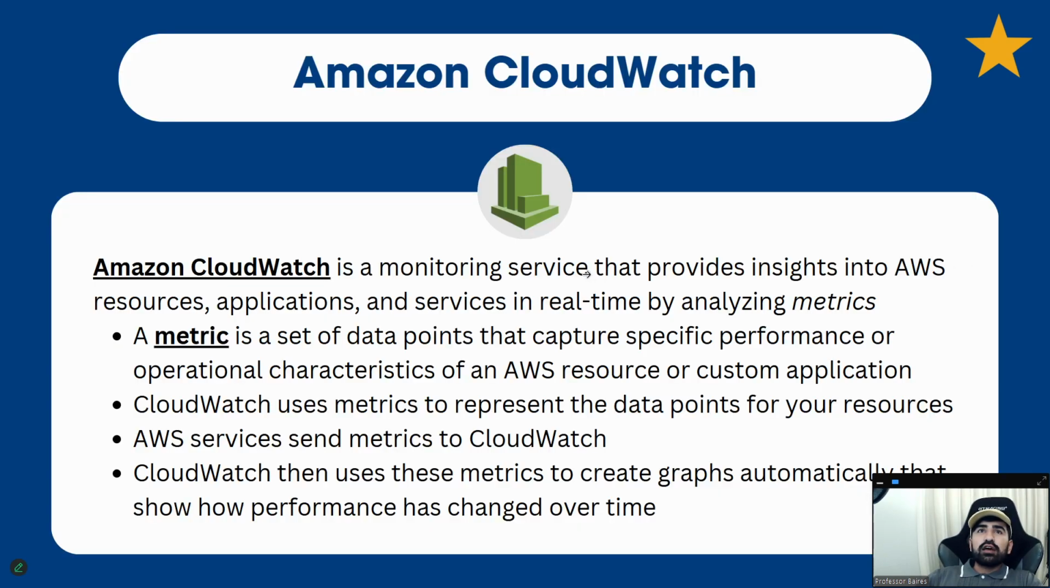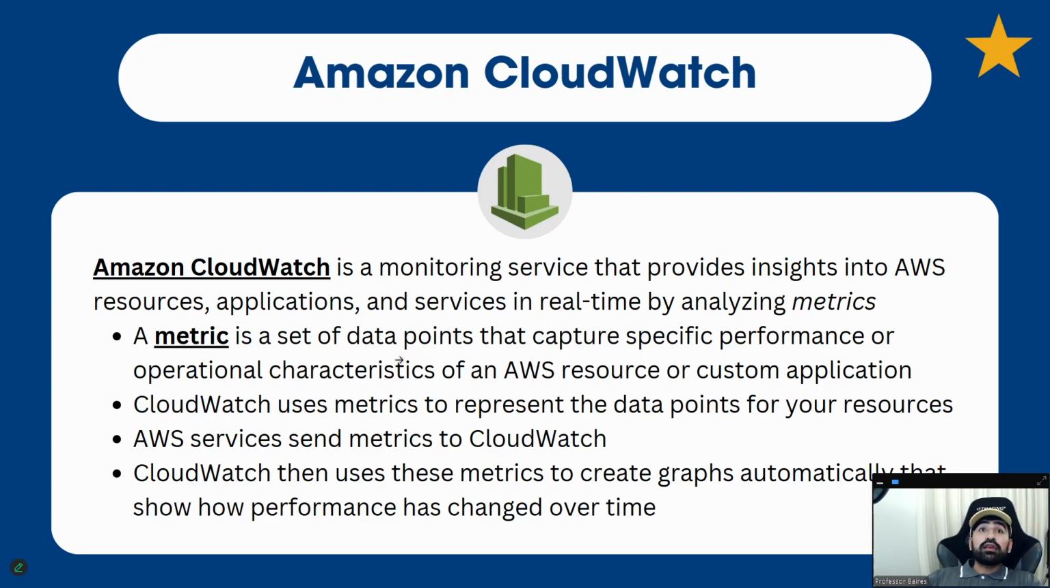All right, so what is CloudWatch? It's essentially a monitoring service that provides insights into AWS resource applications and services in real time by analyzing something called metrics. Metrics can be anything. It's a measure of different data points that'll capture how your service is doing. Say it's an EC2 instance, right? It could be how much CPU is your EC2 instance using. Say it's a storage bucket. It could be how much capacity, how many bytes of data, right, are in that bucket.